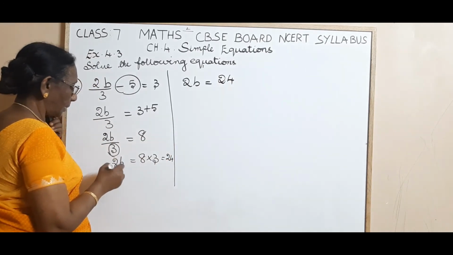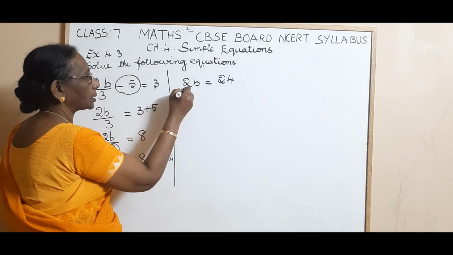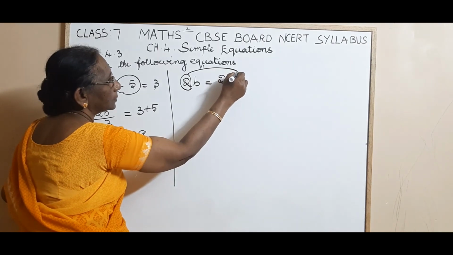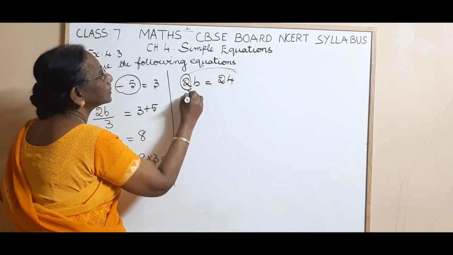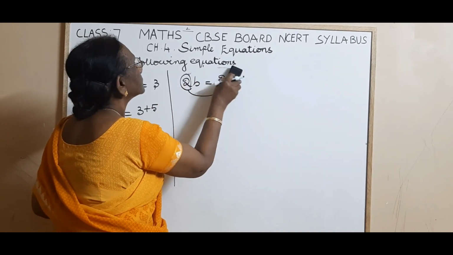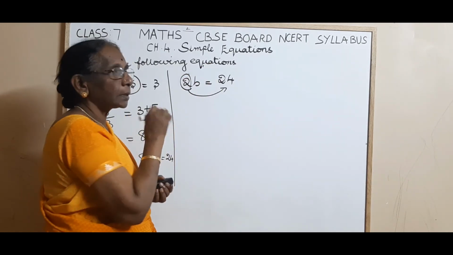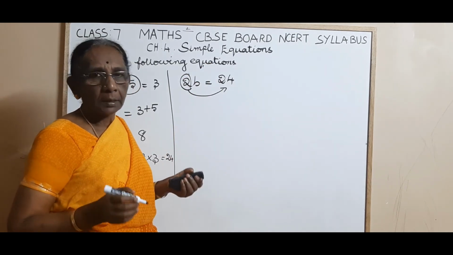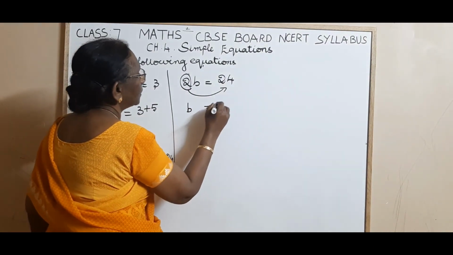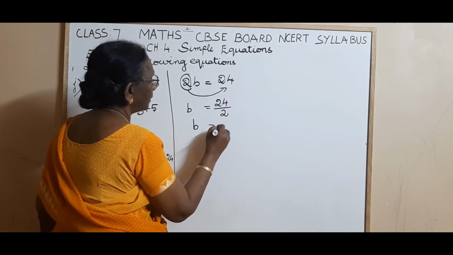Now we have eliminated the second operation, division. Now we have to eliminate the third operation, multiplication. So this one, you have to bring this here. Because when you are eliminating a multiplication operation, for that you have to do the opposite, that is what? Division operation. So b is equal to 24 by 2. So b is equal to 12.